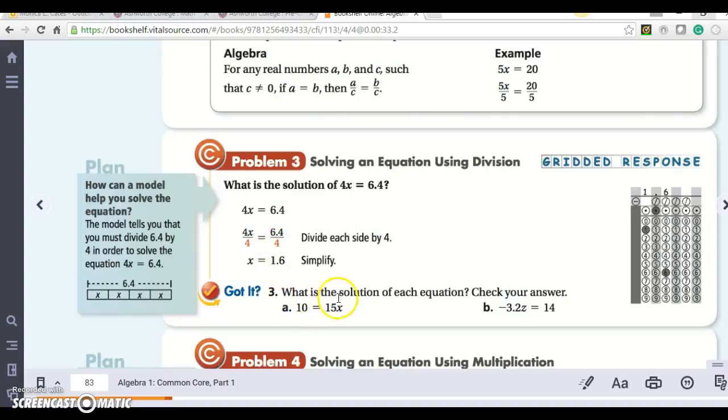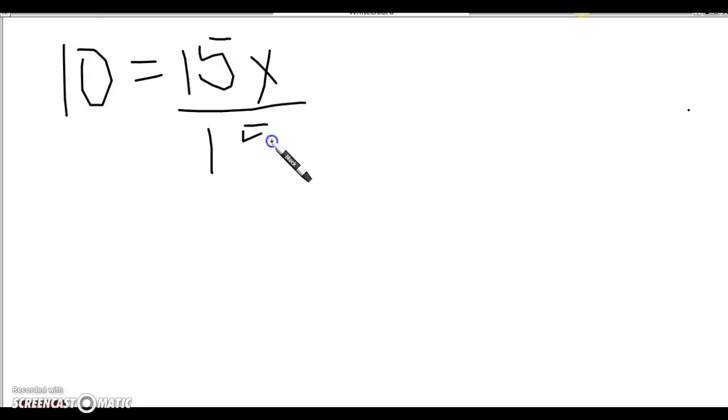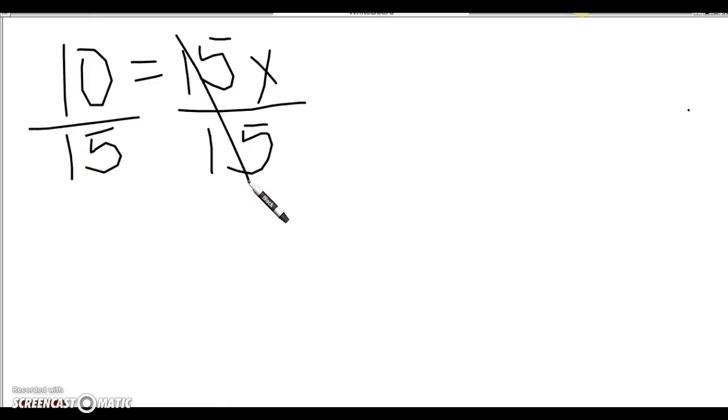Let's look at the next one. What is the solution of each equation? Check your answer. So I have 10 equals 15x. So if I divide, I want to get my variable by itself. If I divide both sides by 15, I get x equals 10 over 15. I want to reduce it though, and so I get 2 over 3.